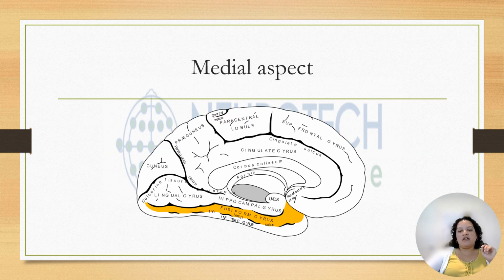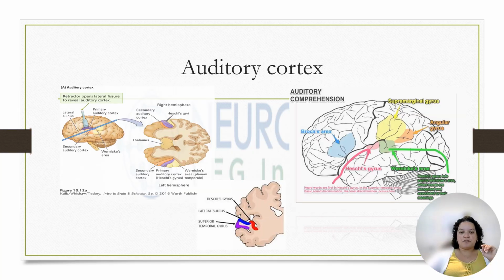And here is the medial aspect of the hemisphere, and this is just for you to see the fusiform gyrus for face recognition, and the cingulate gyrus, which is for emotions and pain perception and other things, that is part of the limbic system and is surrounding the corpus callosum. Right there is the cingulate gyrus.